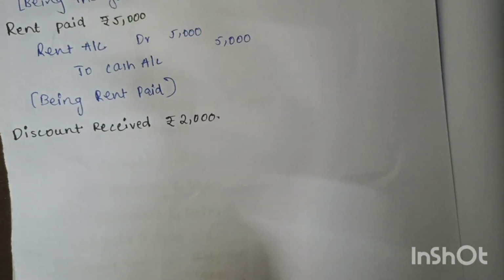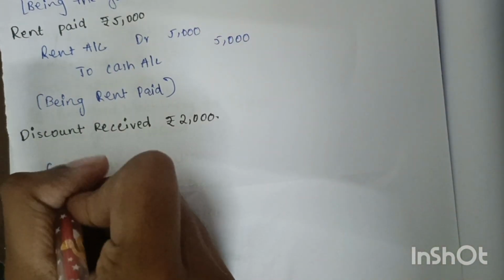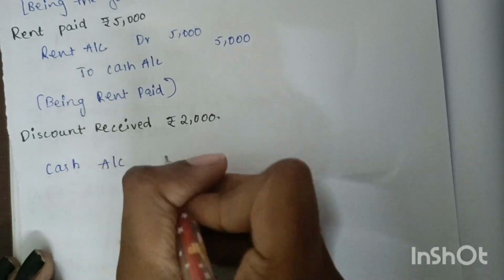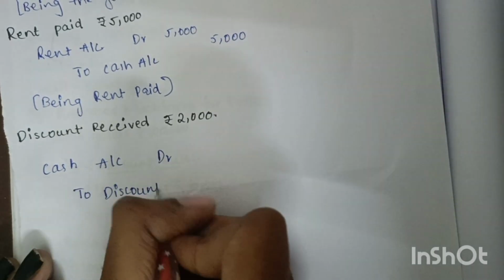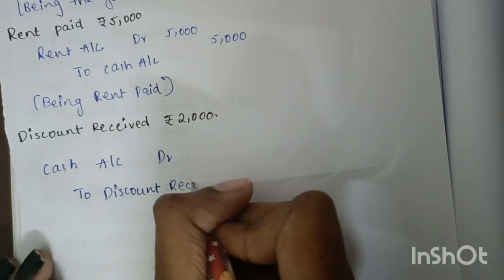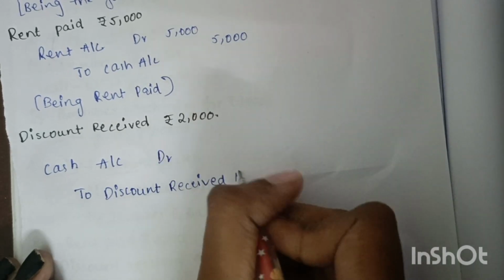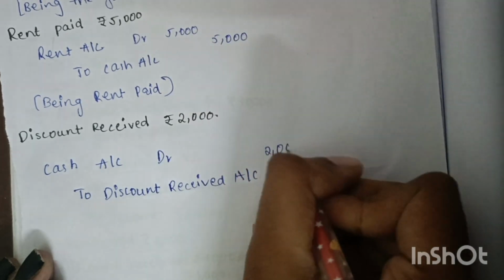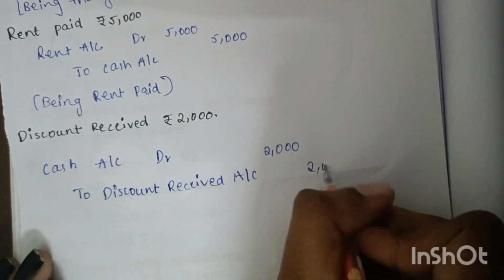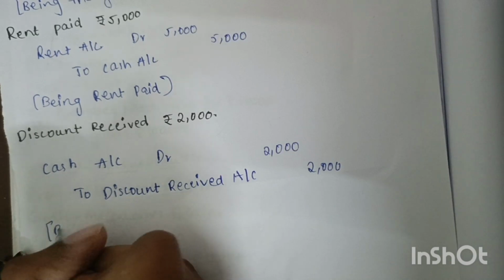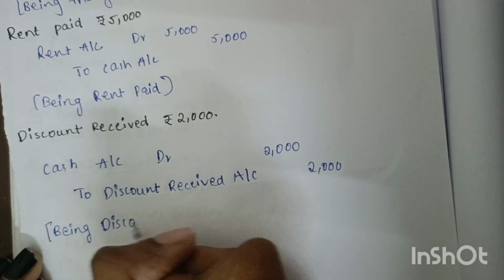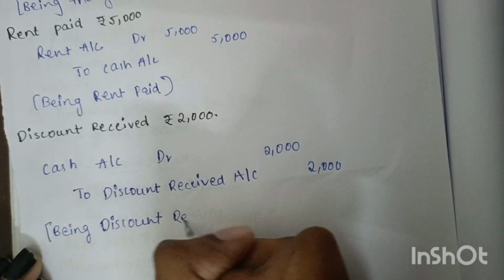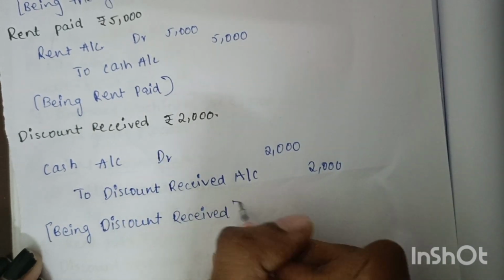And now discount received rupees 2,000. So what is discount received? So cash account debit to discount received account. That is 2,000 and 2,000. So what will you write as the narration here? Being discount received. Okay, being discount received.